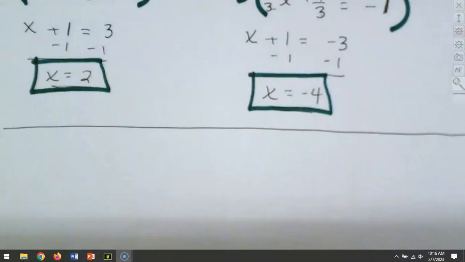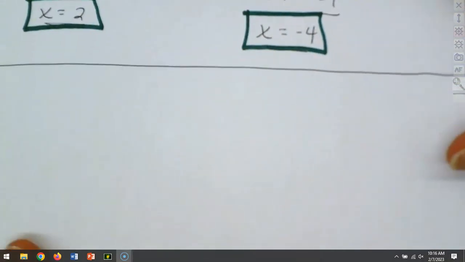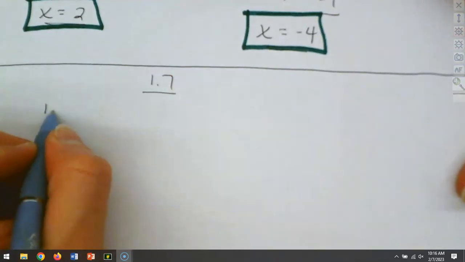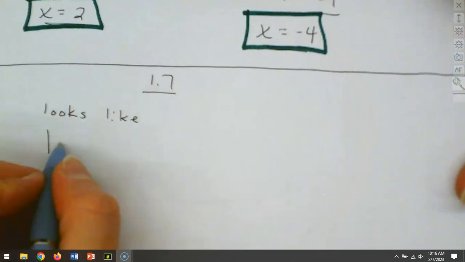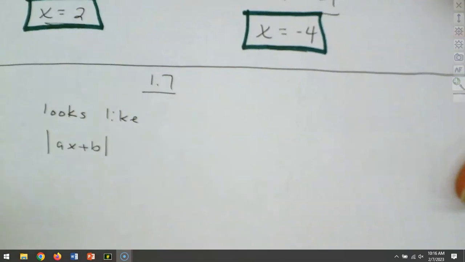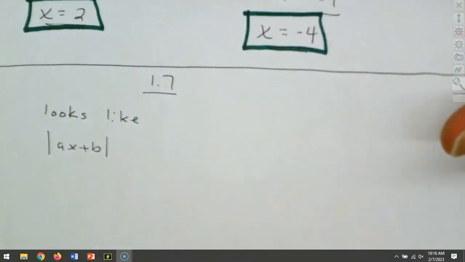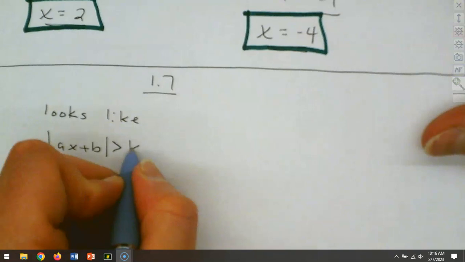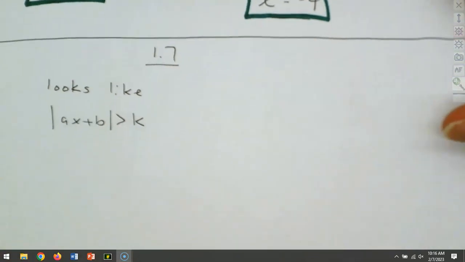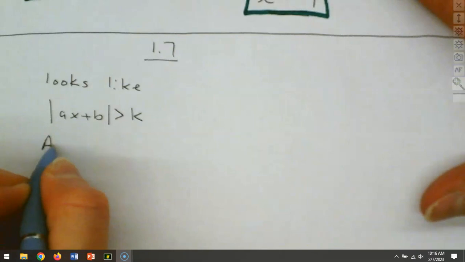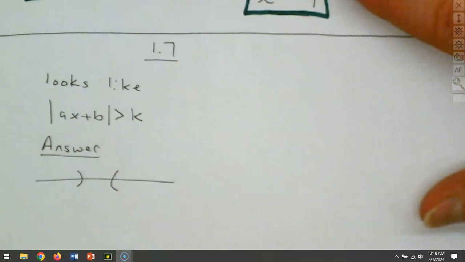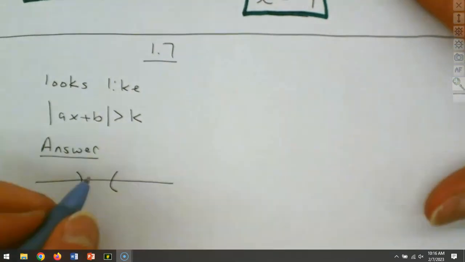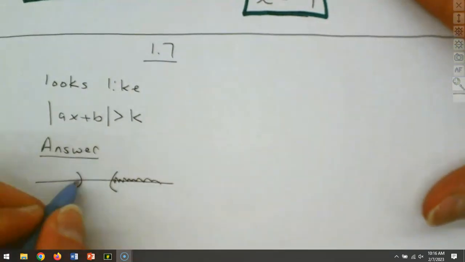So I'll write it down so that we have it. And again, this is 1.7. So if it looks like this, looks like an absolute value, we'll just go with the first one here. If it points to the right, your answer will look like this. Okay, so if it points to the right, it looks like that.